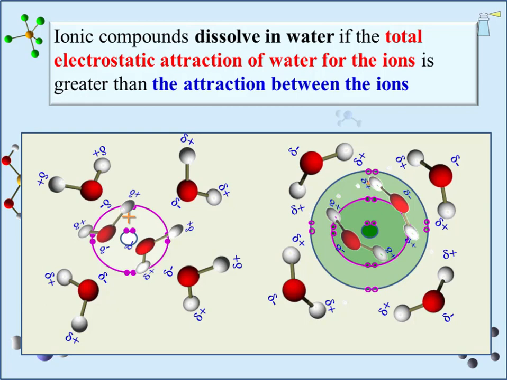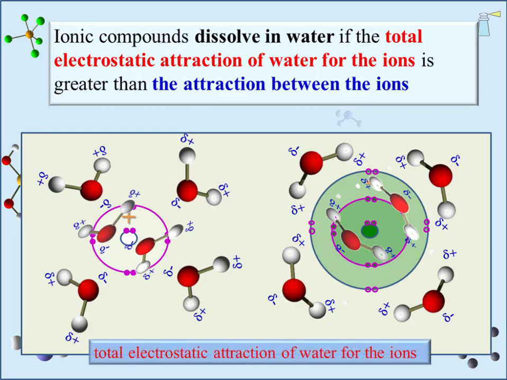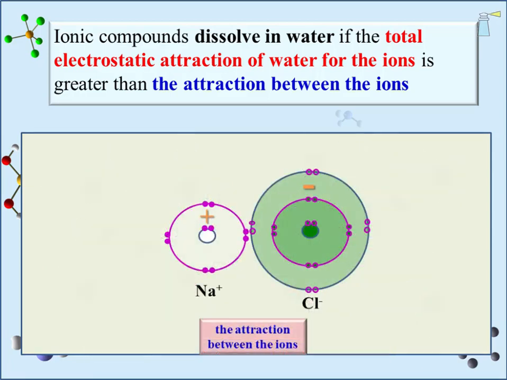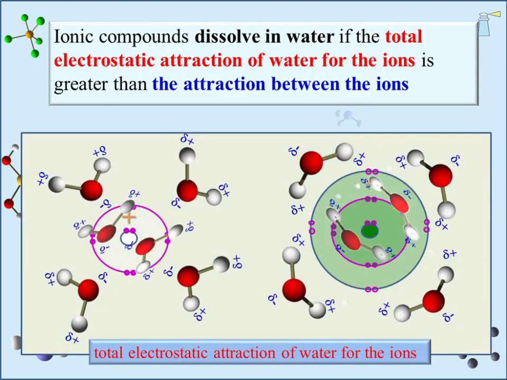6 waters per ion gives a total of 12 water-ion interactions for 1 sodium chloride. And that is what we will consider as the total electrostatic attraction of water for ions, at least on a first pass. If the total energy of these water-ion interactions is greater than the energy of the ion-ion attraction, then the ionic compound dissolves in water. Such is the case for sodium chloride.